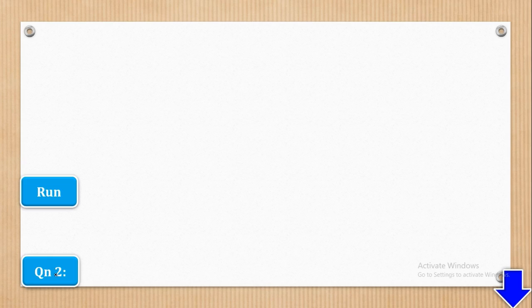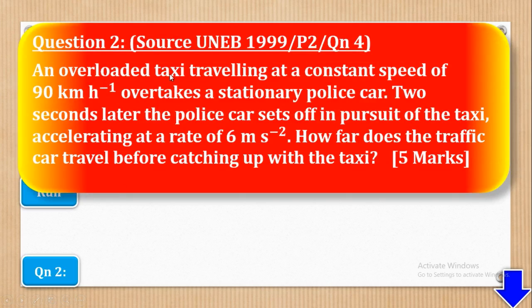So now we shall go to question 2. Question 2 was got from UNEB 1999 paper 2 question 4, and it says an overloaded taxi traveling at a constant speed of 90 kilometers per hour overtakes a stationary police car. 2 seconds later, the police car sets off in pursuit of the taxi, accelerating at a rate of 6 meters per second squared. Then they ask, how far does the police car travel before catching up with the taxi?